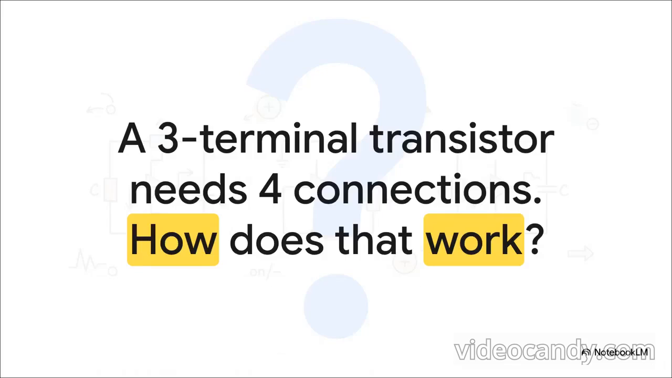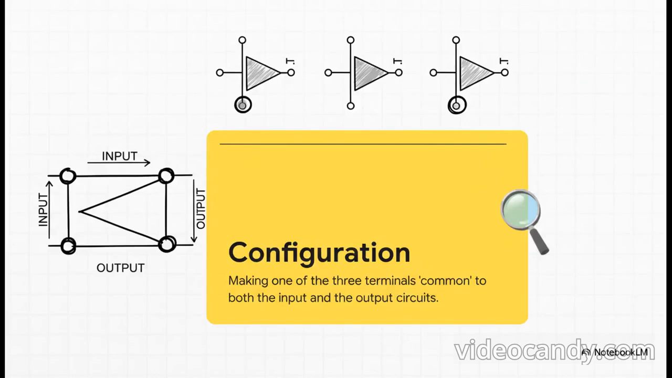But here's the thing. This amazing device gives us a little puzzle to solve. See, it has three terminals, right? An emitter, a base, and a collector. But a standard circuit needs 4 connection points, 2 for the input signal and 2 for the output. So you've got 3 pins, but you need 4 connections. How on earth does that work?